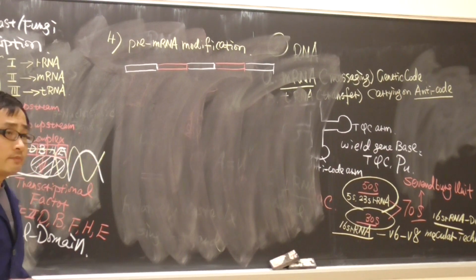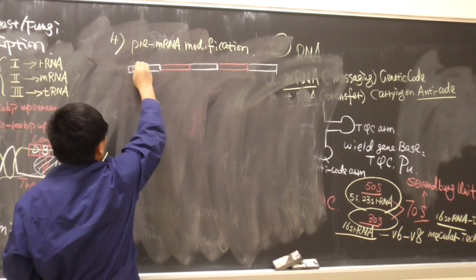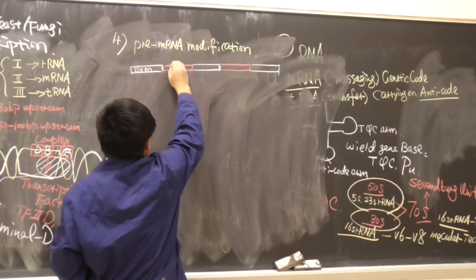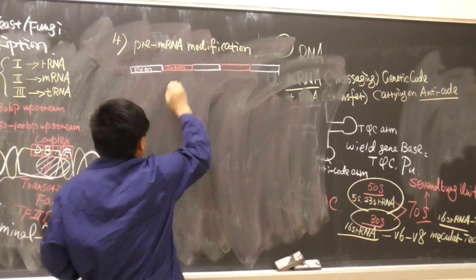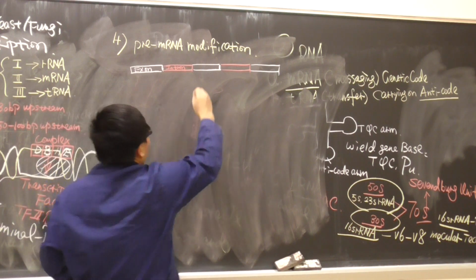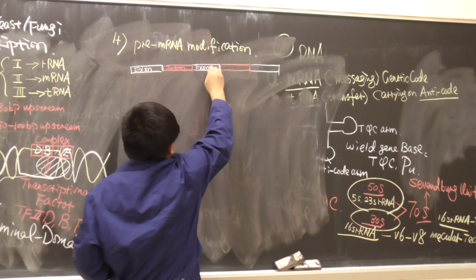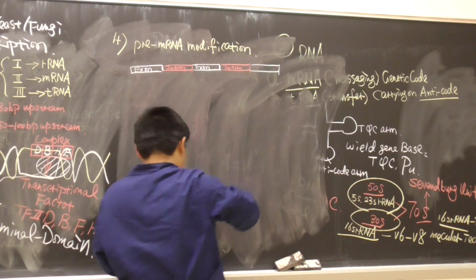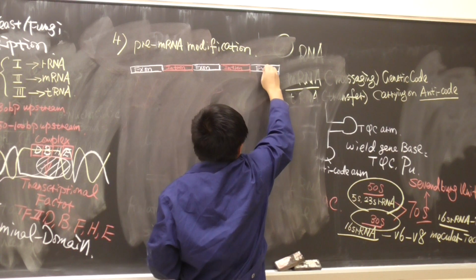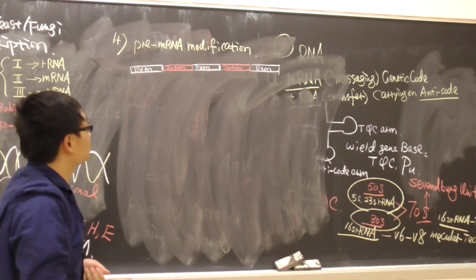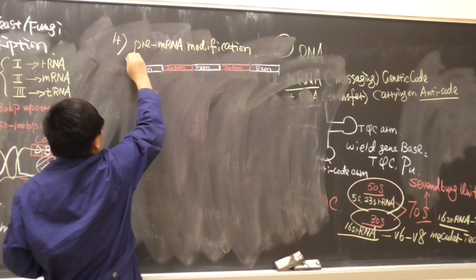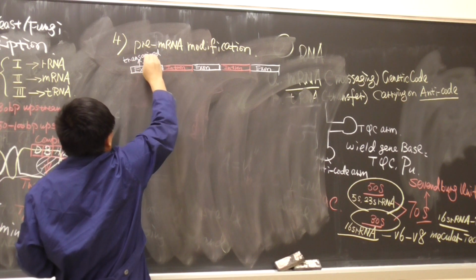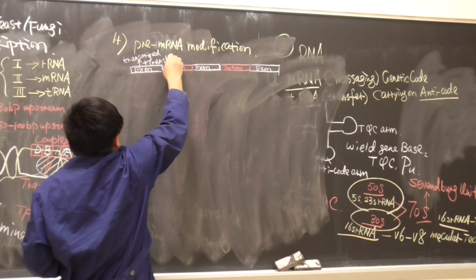This premature mRNA has something called exon, and something else called intron, and they are combined with one another. So exon, intron, followed by exon. What's the difference between them? Exons are transcribed and also translated.